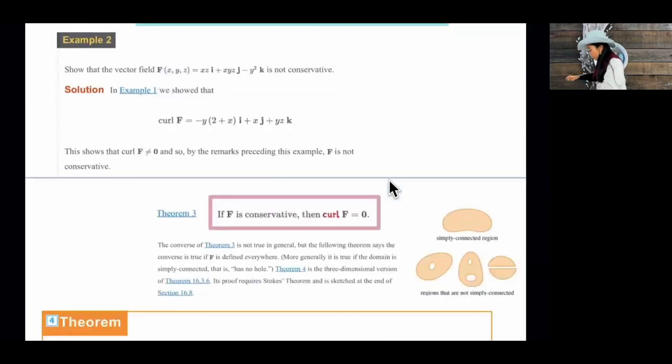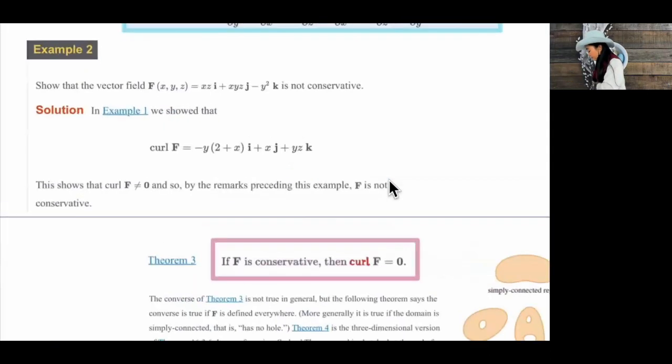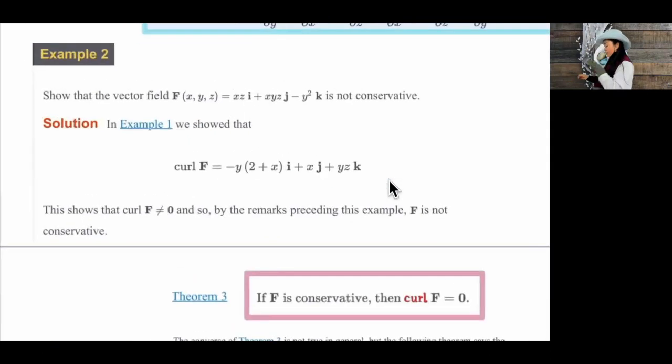Okay, now let's try more examples so we can be more comfortable with curl. Here's an example to use that, okay? We're trying to show that this vector field is not conservative. So we're going to use the first way. We're going to try to show that the curl here is not equal to zero, right? And to calculate the curl, we're going to construct, remember, the determinant, right? Do it that way. And then it turned out to be this.